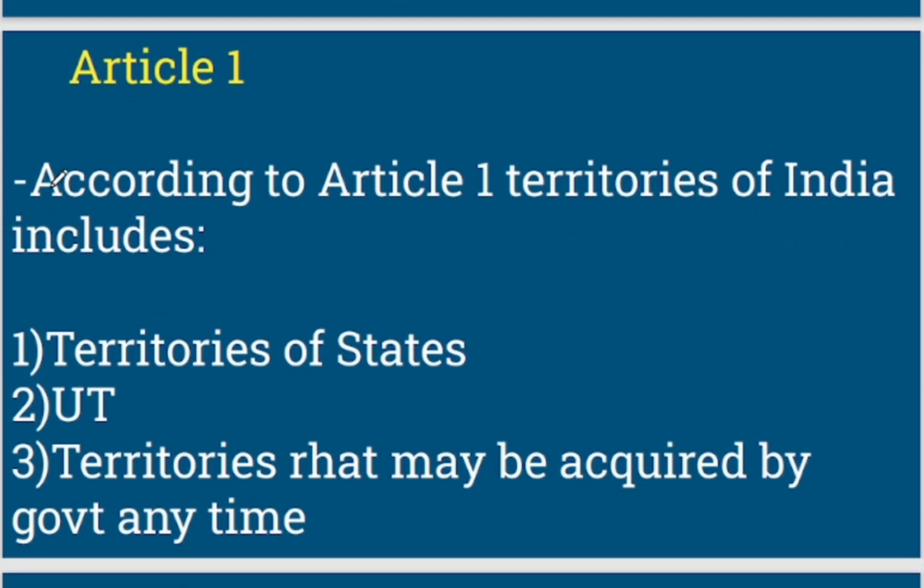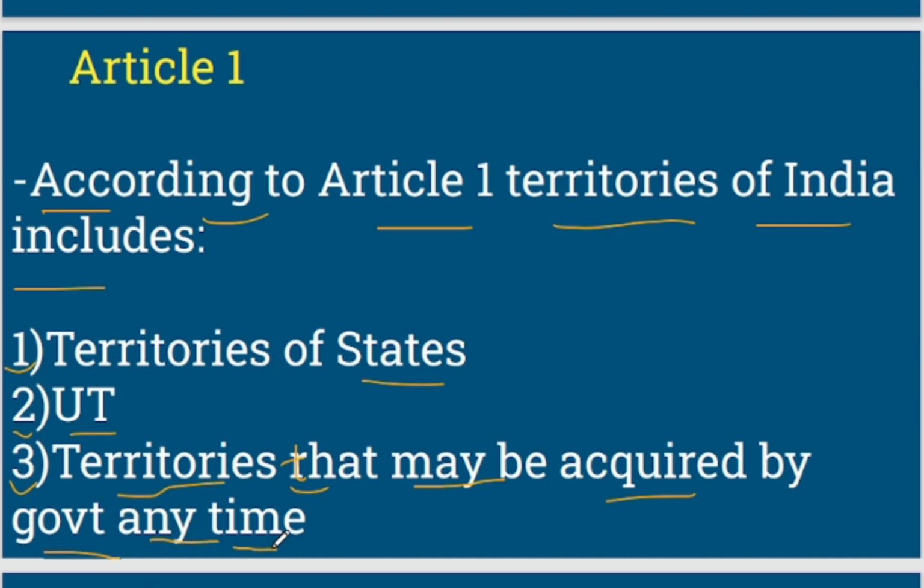So here it says that according to Article 1, the territory of India includes the territories of states, union territories, and territories that may be acquired by the government at any time. In exams, questions are asked in the form: Article 1 territories of India include which of the following. You should know that it includes territories of states, union territories, and territories that may be acquired by the government at any time. So, all of the above.